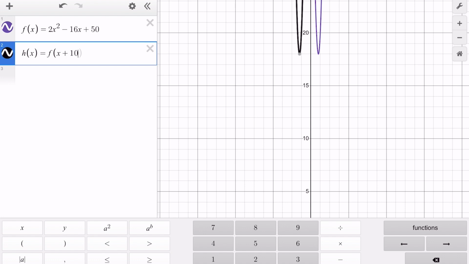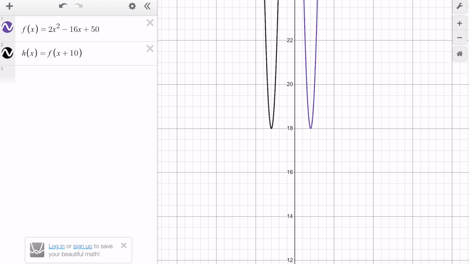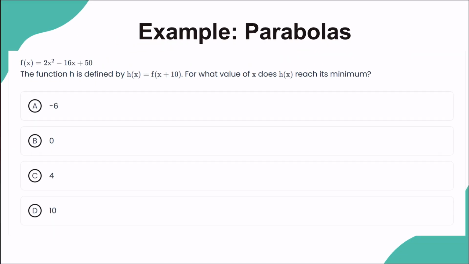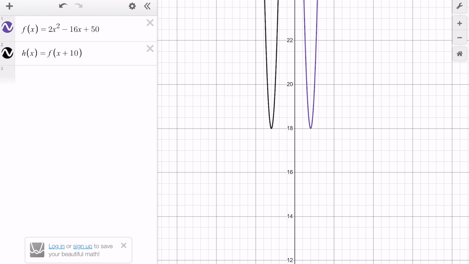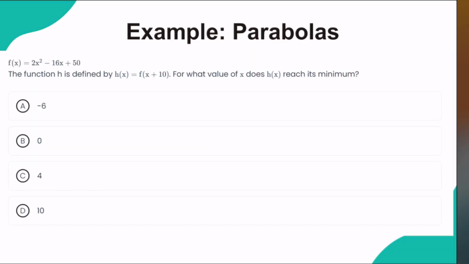So, now I can see we have our two parabolas. We have the original one, f of x, and then we have the translated one, h of x. And what is this question asking? Well, it's asking what x value does h of x reach its minimum? So I know h of x is my black graph here, and I can look for the minimum. I can kind of scroll into this area, and if I click on where it looks like the minimum is, Desmos will populate another one of these points, telling me exactly what the minimum is. In this example, the minimum is -6, 18. We're looking for the x value, so -6 is what we're going to get here.